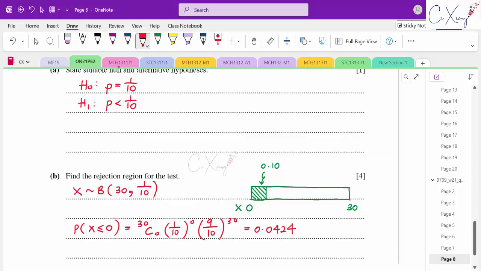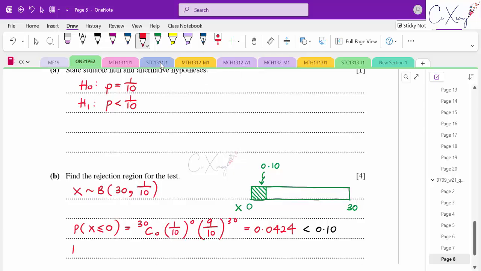It is a very small value, but if I compare it with my rejection region, it is less than 0.10. Less than 0.10 means that, if you want to label this clearly, maybe the 0 is here and this whole probability here, for the 0 is 0.0424. And you can see 0 falls under the rejection region. So I usually label 0 at the side here. Then now, 0 is in the rejection region.